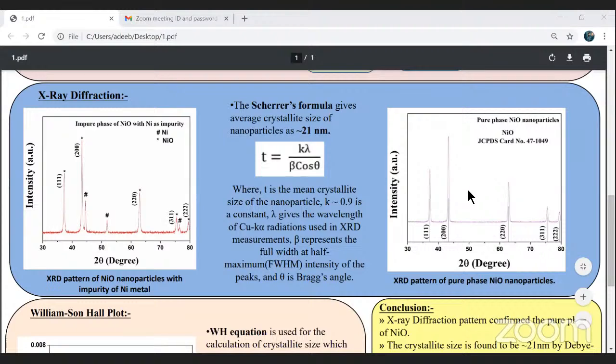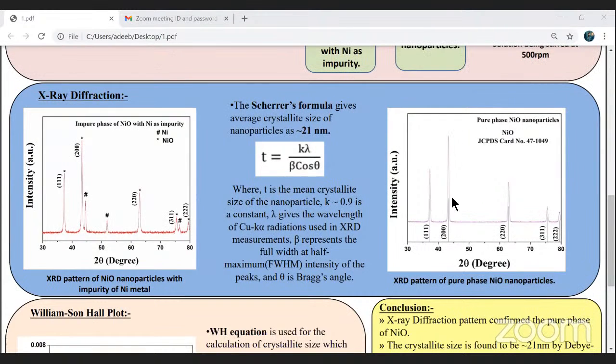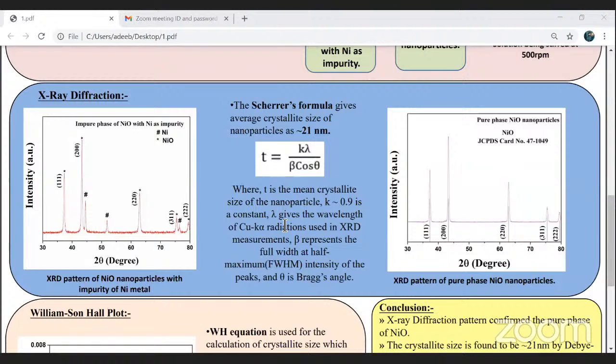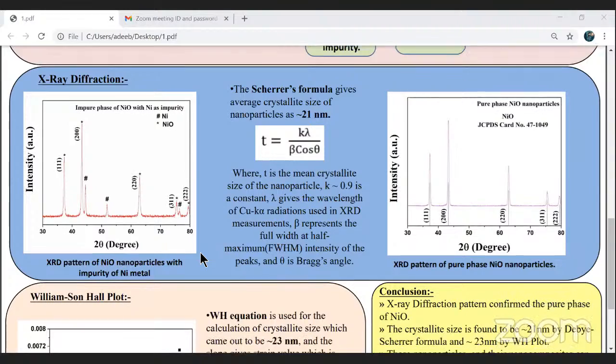This is the graph for calcination at 800 degrees Celsius. As we can see, only peaks corresponding to JCPDS card number 471049 are present. Hence, at 800 degrees Celsius, pure nickel oxide is formed. For finding the crystallite size, we have used the Debye-Scherrer formula, which is given by D is equal to K lambda over beta cos theta, where K is the constant given by 0.9, lambda is the incident wavelength used in XRD measurement, beta is full width at half maxima given by FWHM, and theta is the Bragg's angle.